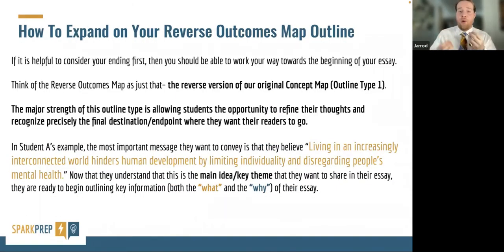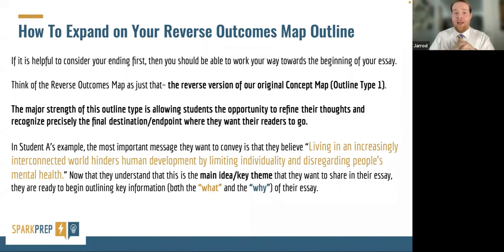So similarly to how we expanded on the concept map and the thinking map, when you're trying to expand on your reverse outcomes map in an outline form, again, remember that the reverse outcomes map is the reverse version of your original concept map or outline type 1. Basically, that descending order. Instead, with a reverse outcomes map, we are going in an ascending order. We're going from the end back up to the beginning, okay?